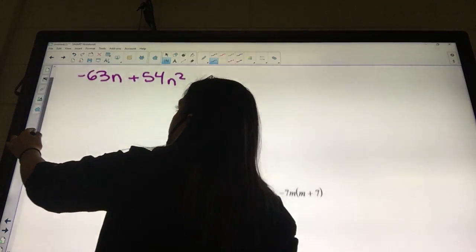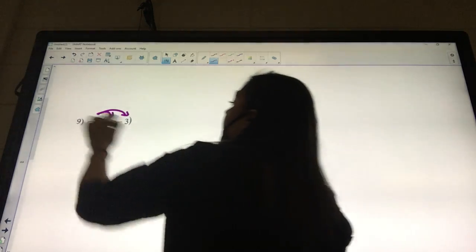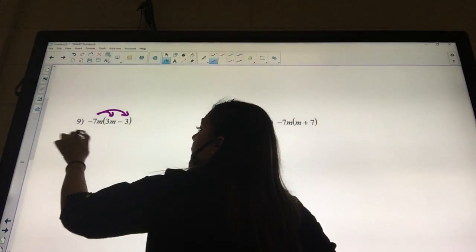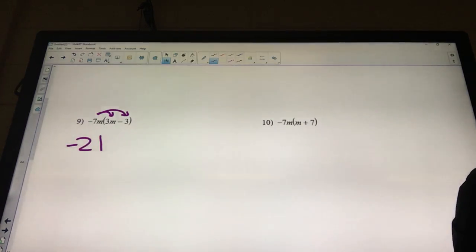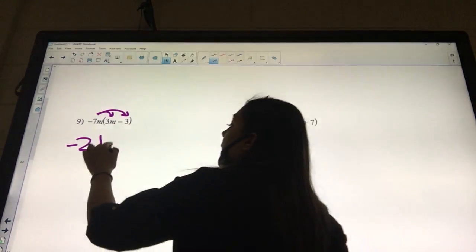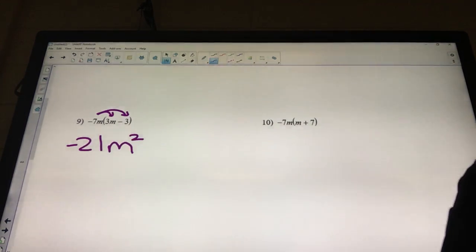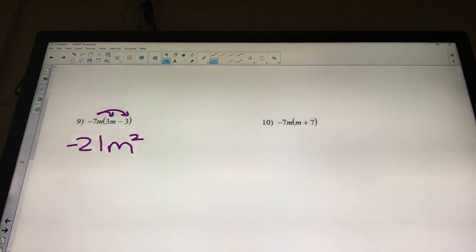Okay, look at 9. Negative 7 times 3, negative 21, and then how many m's? 2. Okay. So it's going to be m squared. And we already learned when you multiply with variables, you add the exponents. And so that's essentially what we're doing. Okay, it's what we were doing before.